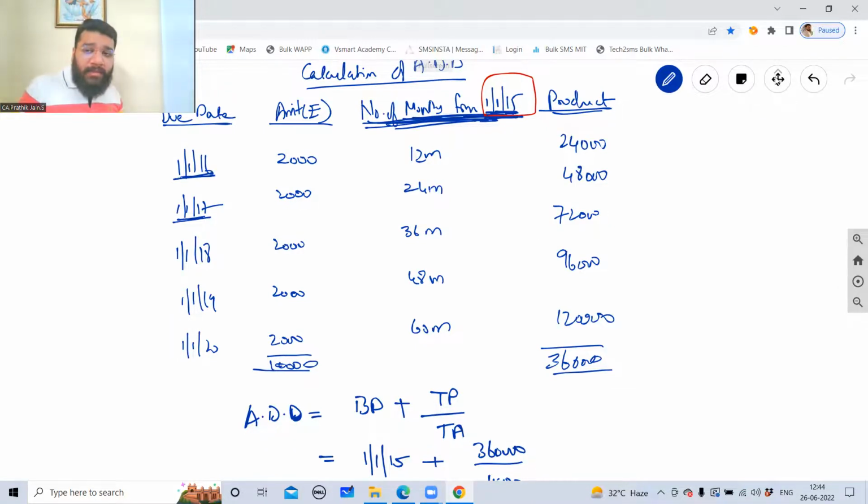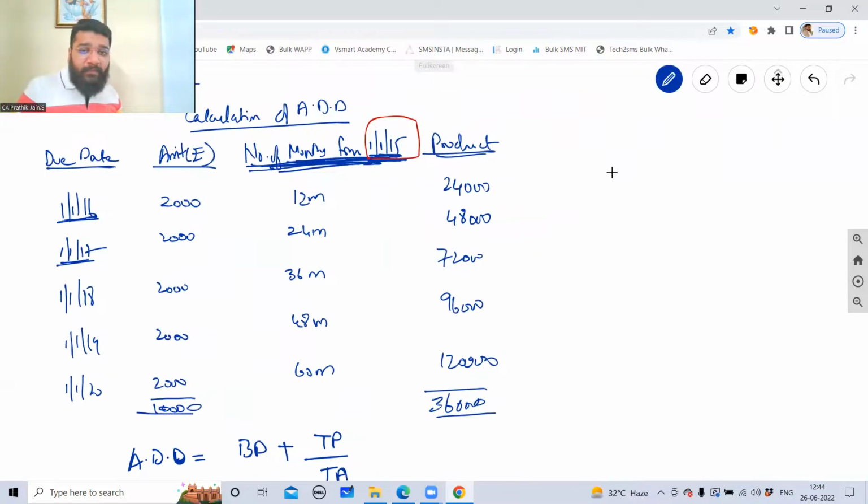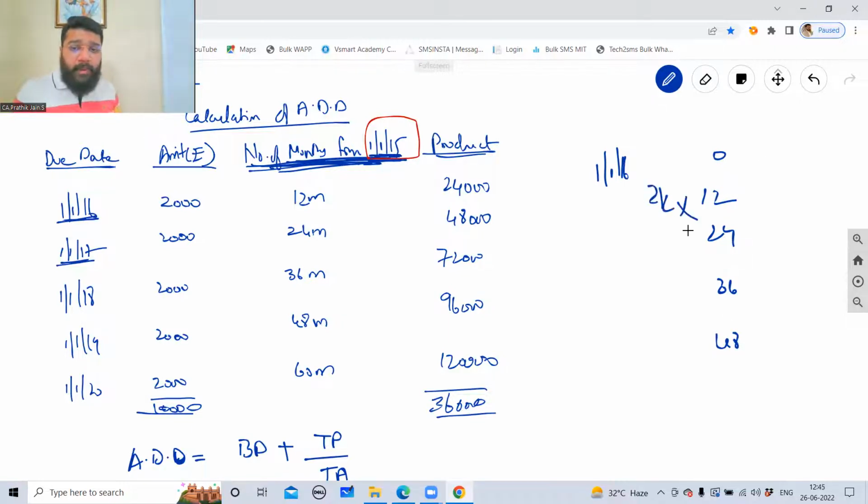You're telling that you'll take base date 2016. Then it'll become 0 months, 12, 24, 36 and 48. So you multiply, what will you get? 2000 into, you have to multiply now. So 2000 into 12 is 24,000.